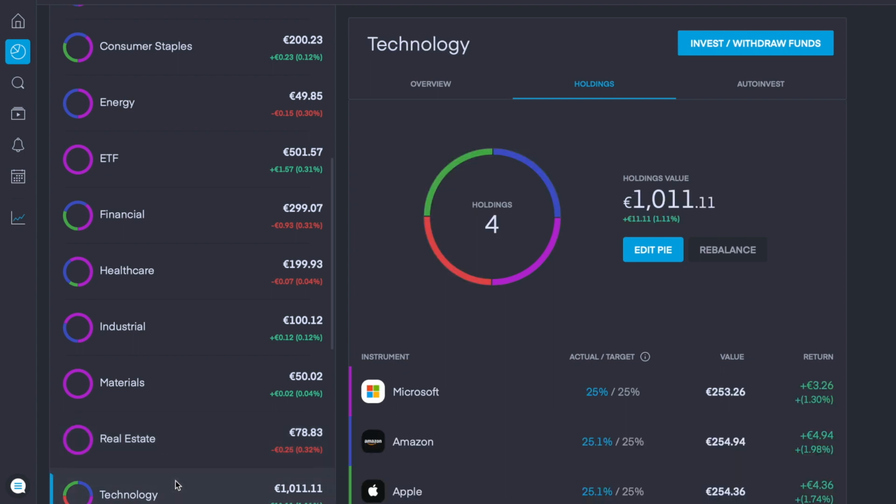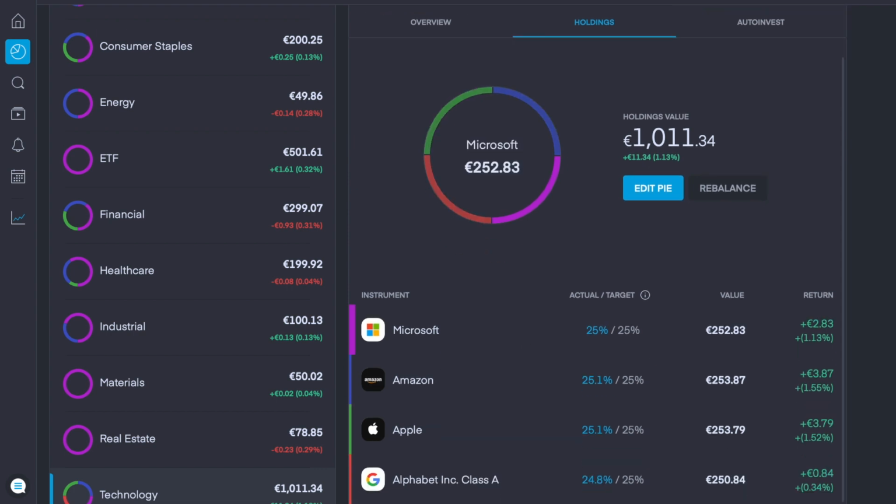The tech sector is currently our biggest holding as of now. It has just over €1,000, and it has 4 companies. So it has Microsoft with a 25% weighting, Amazon with a 25% weighting, Apple and Alphabet Class A, both with a 25% holding.